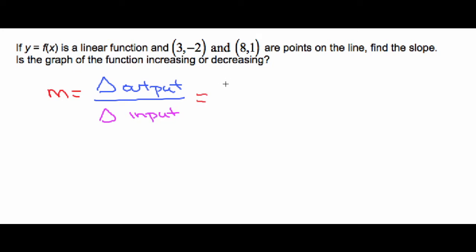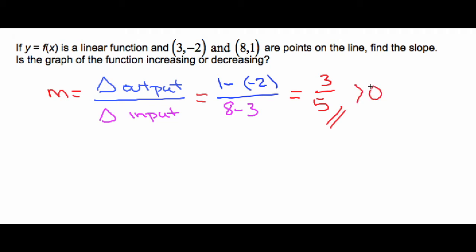So let's go ahead and do this calculation. For the change of output, I'll subtract the y-coordinates. I have 1 minus a negative 2. For the change of inputs, I'll subtract the x-coordinates in the same order. That would be 8 minus 3. So it looks like our slope is going to be 1 plus 2, which is 3, over 8 minus 3, which is 5. Now this slope that we have is positive. And whenever the slope is positive, the function is going to be increasing. This linear function is increasing. If the slope was negative, then the linear function, its graph, would have been decreasing.